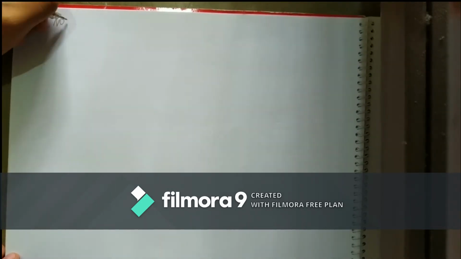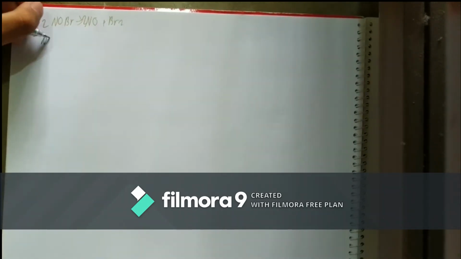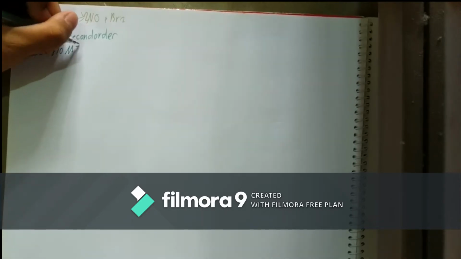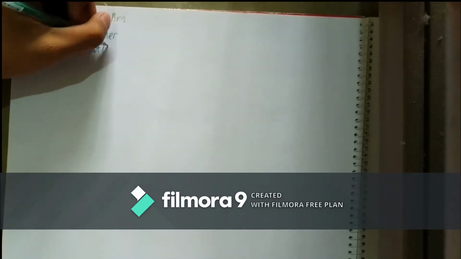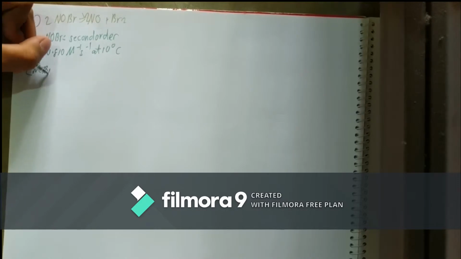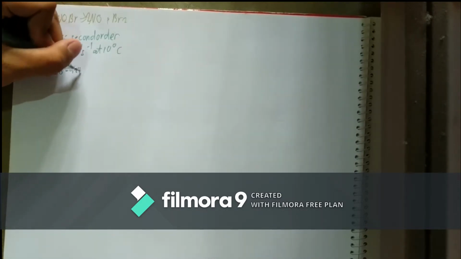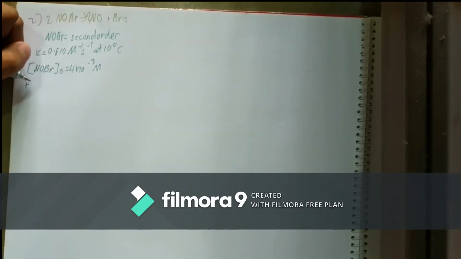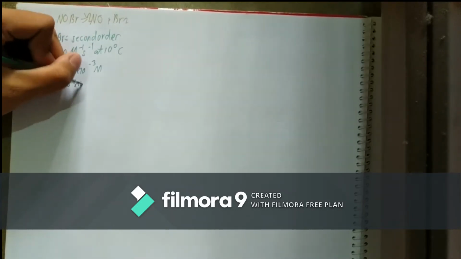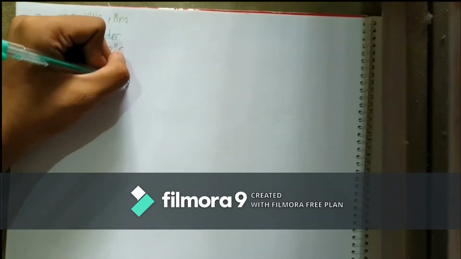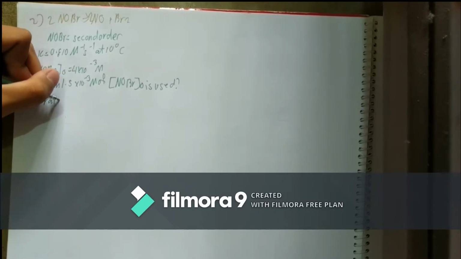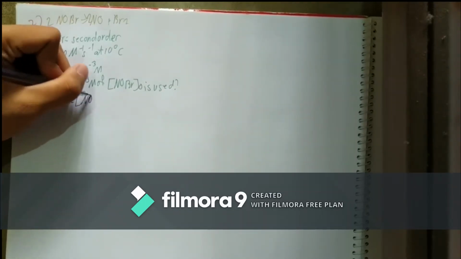Let's now move on to problem number 2. The gas phase decomposition of nitrosyl bromide is second order, with k equals 0.810 M raised to negative 1 s raised to negative 1 at 10 degrees Celsius. If we start with 4 times 10 raised to negative 3 molar of nitrosyl bromide in a flask at 10 degrees Celsius, how many seconds does it take to use up 1.5 times 10 raised to negative 3 molar of this nitrosyl bromide? Know that the rate is equal to k multiplied by the concentration of nitrosyl bromide raised to 2.